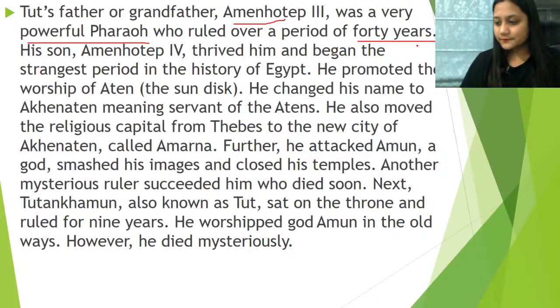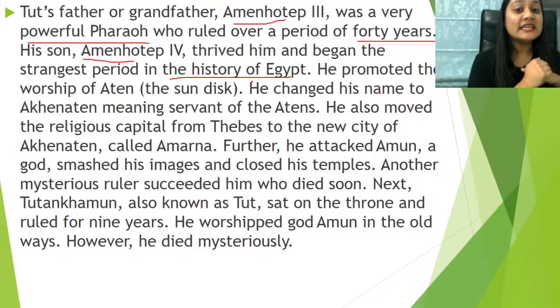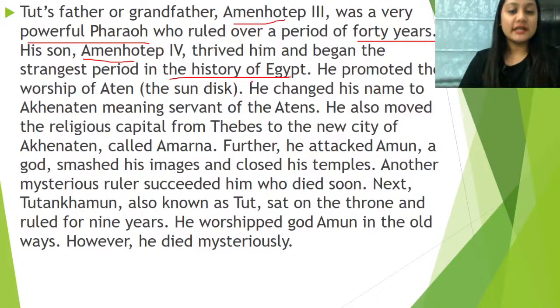But one son, whose name was Amenhotep IV, thrived him and began the strangest period in the history of Egypt. So this particular character, Amenhotep, let's consider him as the Aurangzeb, killed the whole beautiful history of Egypt and actually acted like Satan. He actually acted like an evil person for Egypt.